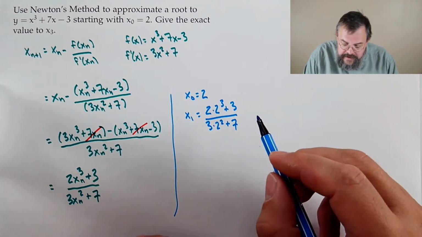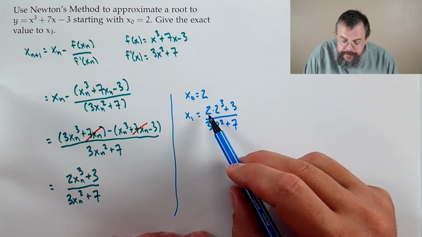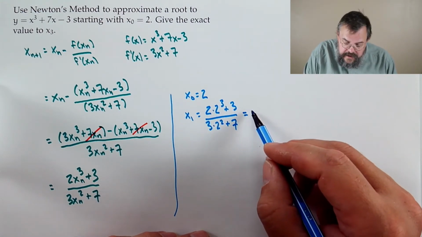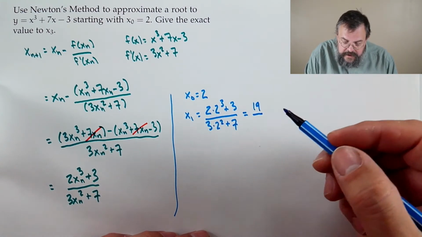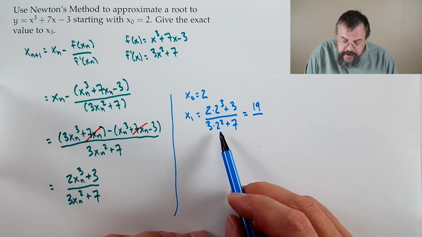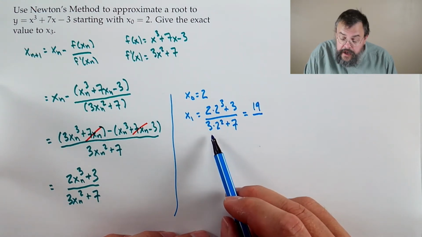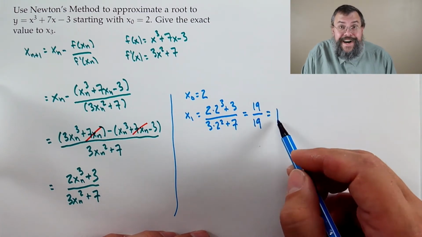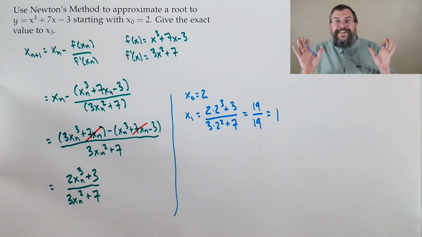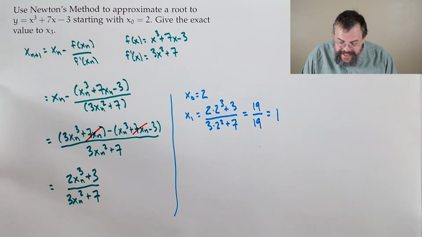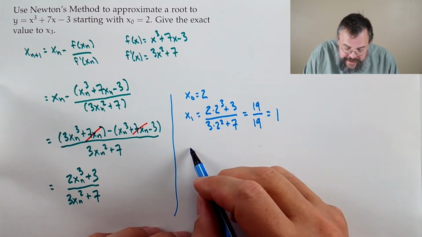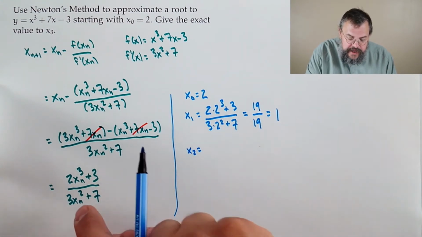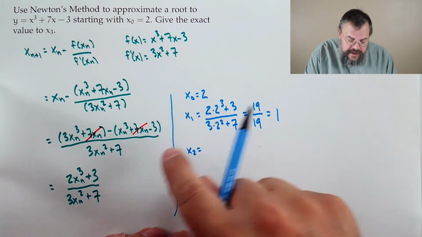So, let's see. 2 cubed is 8 times 2 is 16 plus 3 is 19. Oh, dear. 3 times 2 squared is 3 times 4 is 12 plus 7 is also 19. So x1 is 1. Woohoo! Worked out nice. Okay, good. Now, x2. You see how much easier it is to plug 1 into this expression than to plug this thing into there?